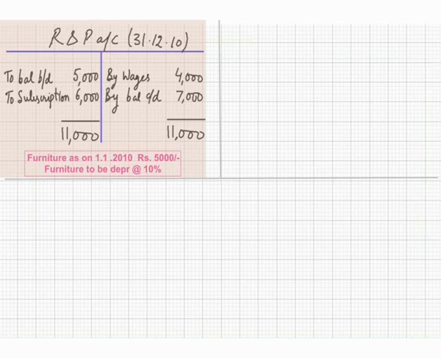as on 1st January 2010, furniture was 5,000, and furniture is to be depreciated by 10%. So in this question, there is an additional thing that we have to depreciate furniture, that is 10%. No rate is given per annum or per month. It means it's a flat rate.